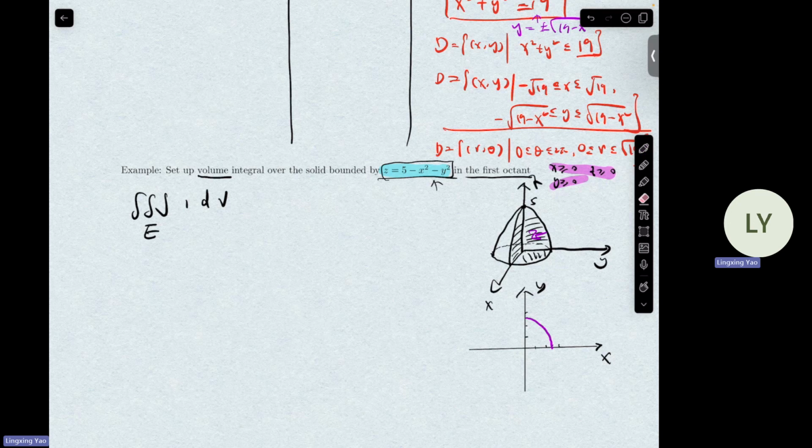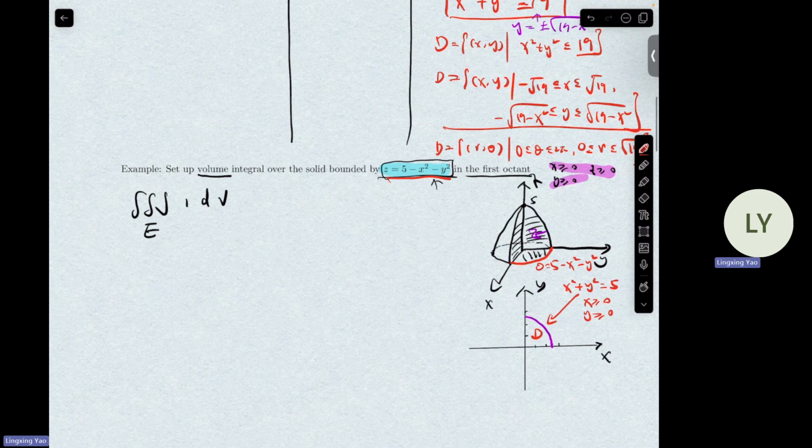Remember, as we said, this circle is the intersection of the paraboloid and z equals 0. So we do know it is 0 equals 5 minus x squared minus y squared. So x squared plus y squared equals 5 is this circle over here with x greater than or equal to 0 and y greater than or equal to 0. So this is our domain D.